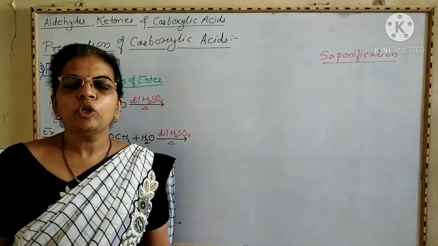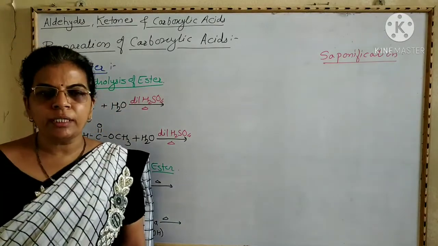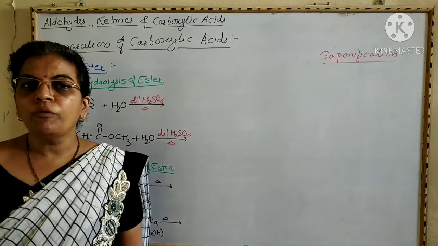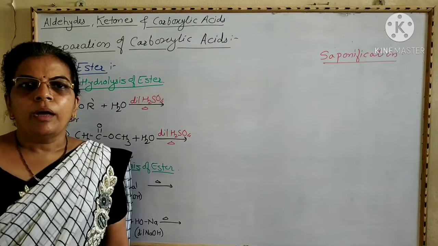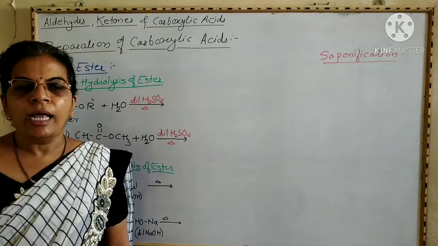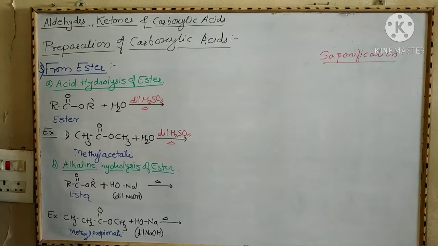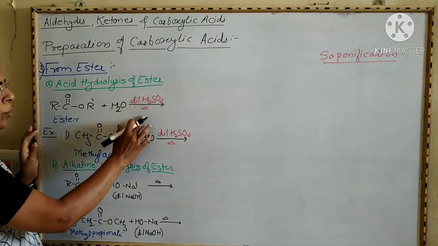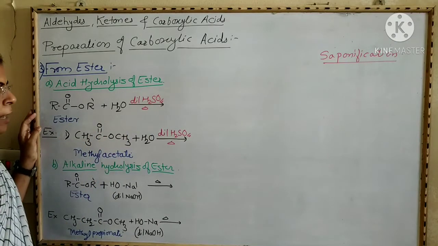Next method for the preparation of carboxylic acid is from ester. When hydrolysis of ester is carried out, formation of carboxylic acid takes place. Hydrolysis of ester is carried out by using acid as well as by using base. First we are going to see acid hydrolysis of ester. This is ester, RC=O-OR'. This ester, when it is treated with dilute H2SO4, undergoes hydrolysis to form the corresponding carboxylic acid.